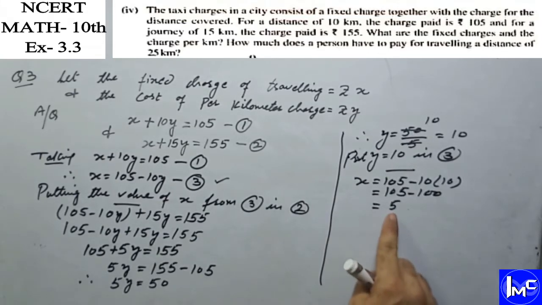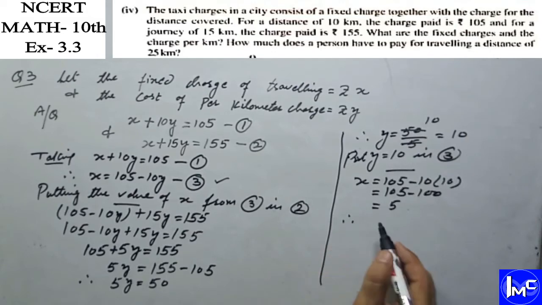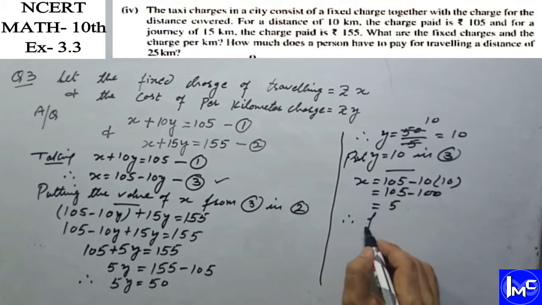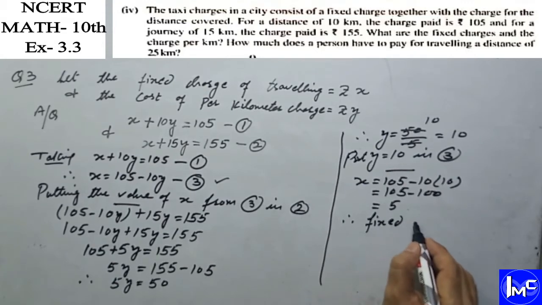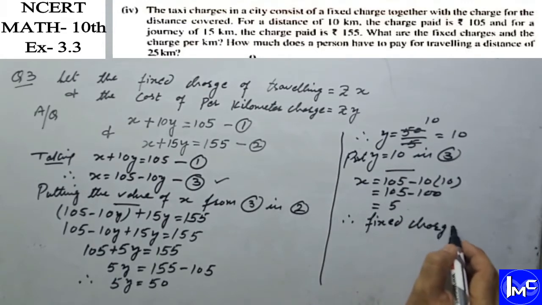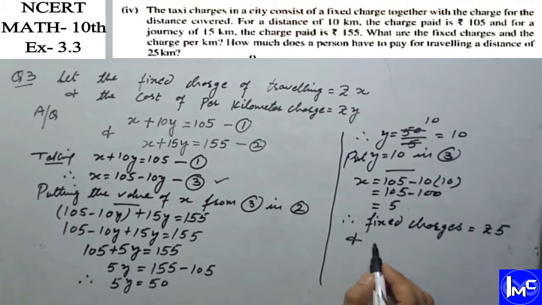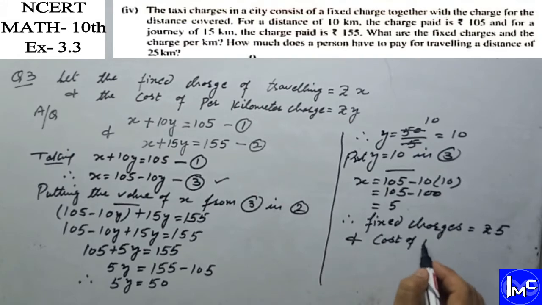So we have got the values of x and y, and therefore x is what? X is the fixed charges of traveling. Therefore fixed charges is equal to ₹5, and cost of per kilometer is equal to ₹10, and this is our answer.